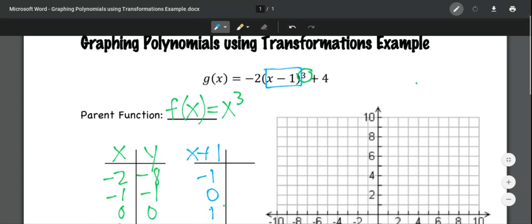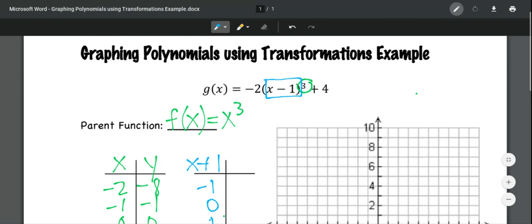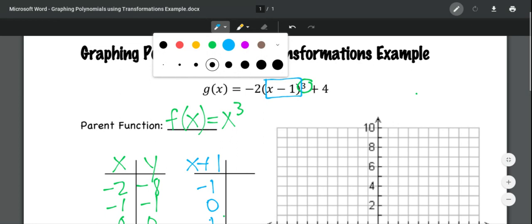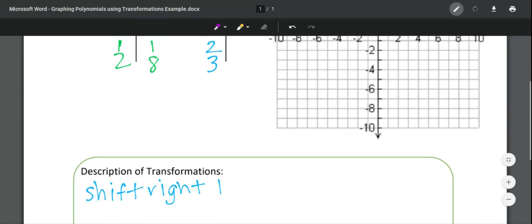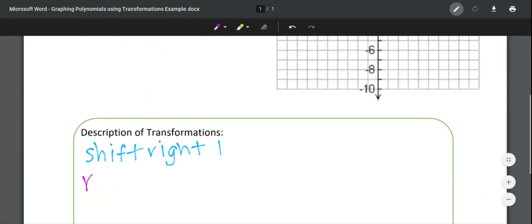Next thing I want to look at are anything outside of my function or outside of the parentheses. In this case, I have a couple things going on here. I have that negative, which is going to be a reflection over the x-axis. Because it's out front, I'm going to change my y value. So I'm going to reflect over x-axis.